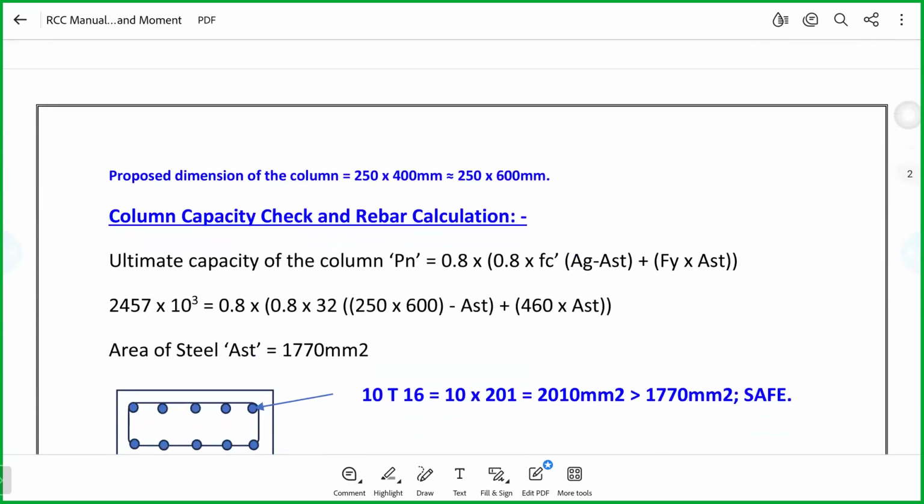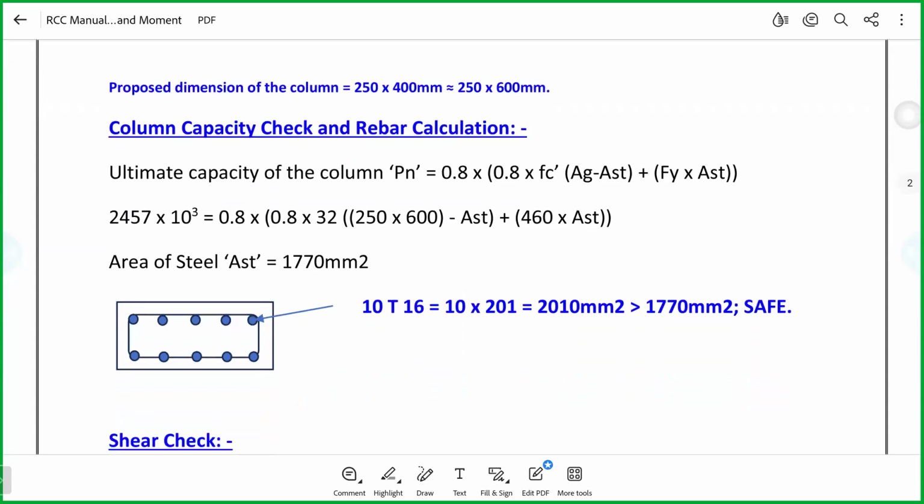But in general, for villa design, we used to go for a minimum column dimension of 250 by 600. You get me? 250 by 600. That's what we mentioned. If you want, you can go for it, doesn't matter. But in general, we should go for 250 by 600. Okay, the column capacity check.